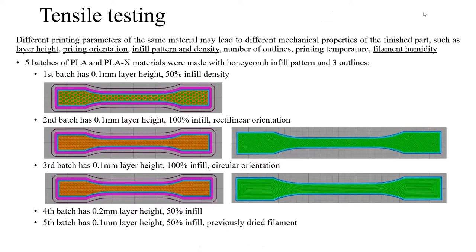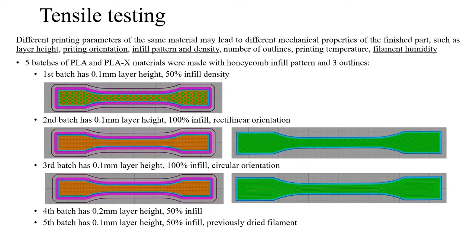Now concerning our tests, we used five batches of material. So they differ in layer height, printing orientation, infill pattern, and density. Also, for the last batch of material, the filament was previously, before the 3D printing, dried to see that effect on eventual mechanical properties.